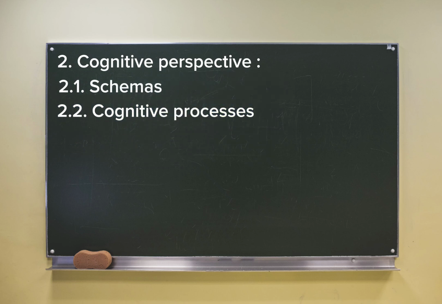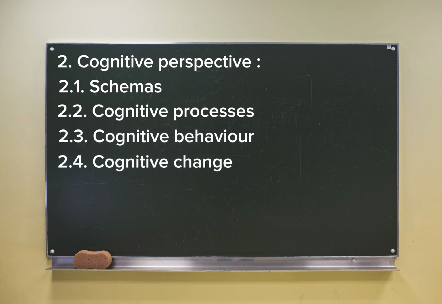2. Cognitive processes. Cognitive processes include attention, information processing, decision-making, memory, and language. These cognitive processes assist individuals in processing information and forming their understanding of the world. 3. Cognitive behavior. The cognitive perspective assumes that behavior is the result of complex thought processes and judgments. The way individuals perceive, interpret, and process information will influence their behavior. 4. Cognitive change. According to the cognitive perspective, changes in an individual's thinking and knowledge can occur through the formation of new schemas, restructuring of existing schemas, or through new learning processes.